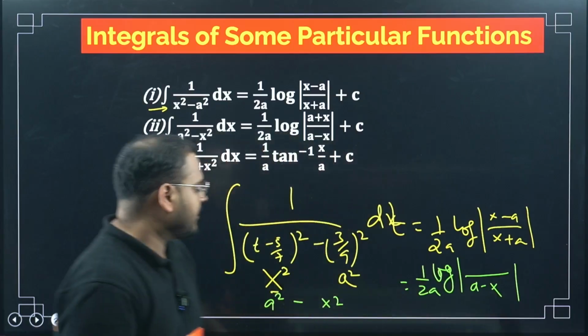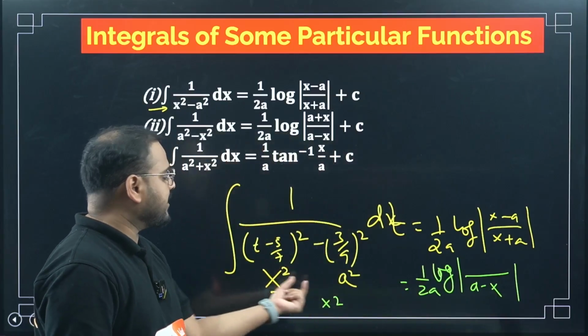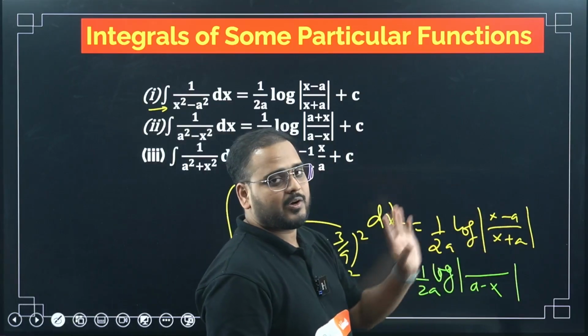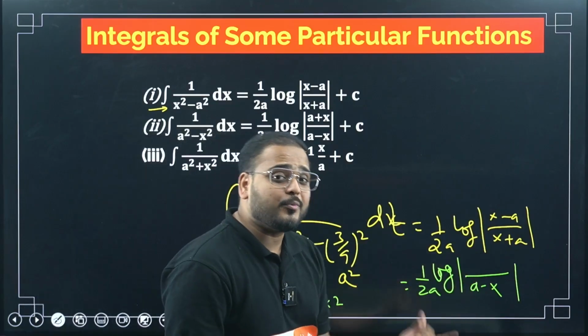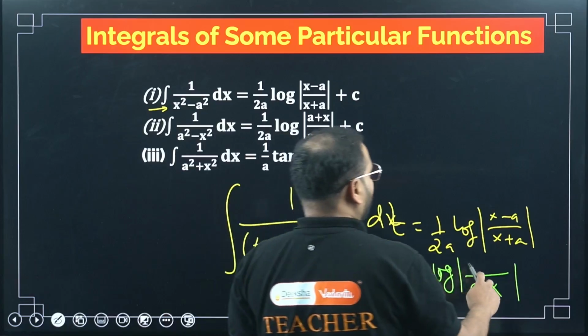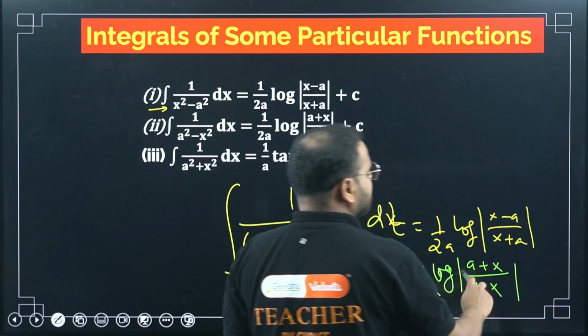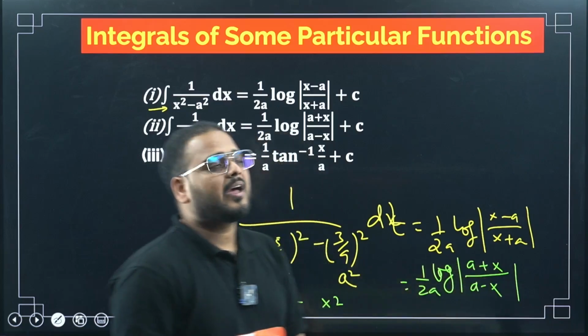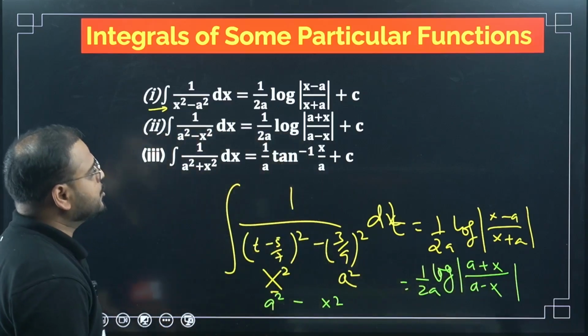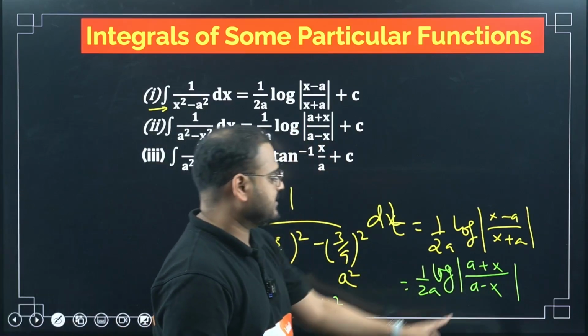I'll repeat this part. Instead of writing x minus a, here it was x square minus a square, we wrote here x minus a, okay. Instead of this, we'll write here a minus x, but not in the numerator, we'll write in the denominator, and this will become a plus x or x plus a, does not matter, right? Sum is not going to change. A plus x or x plus a, please check. So a plus x upon a minus x, okay.